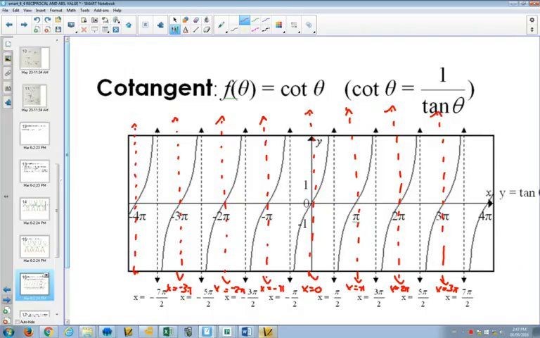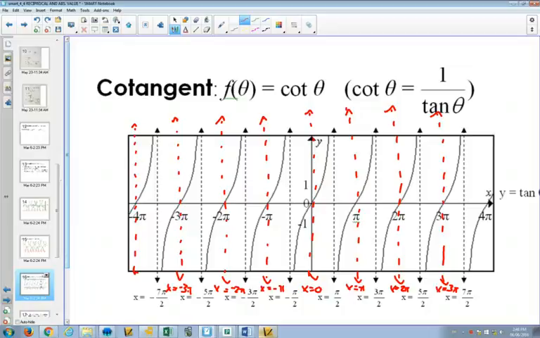Now, technically, the tangent graph goes up forever. So according to our notes before, when your graph goes up forever, you will have an asymptote at y equals 0. But this is where cotangent's a little bit different, because it depends on what your definition of cotangent is.